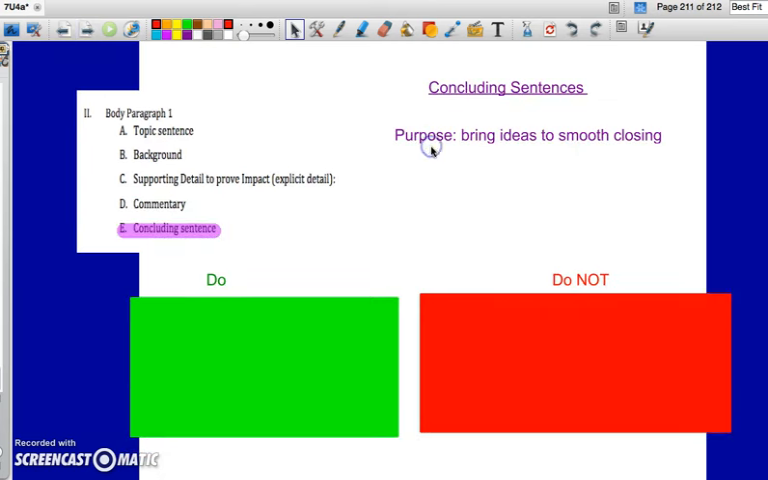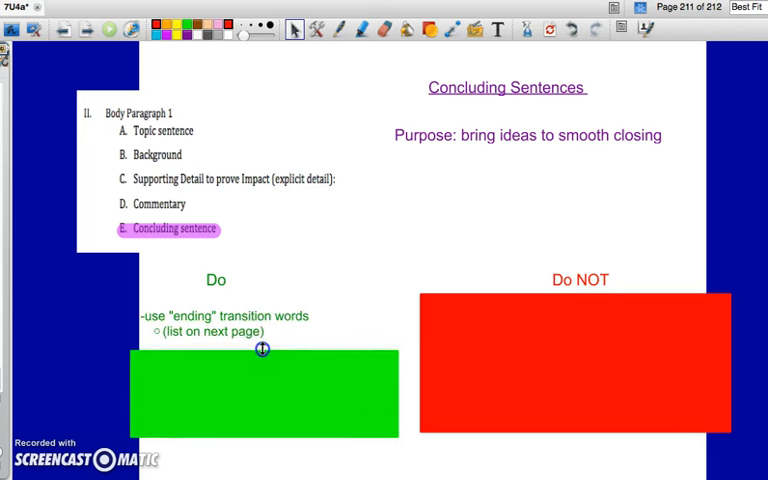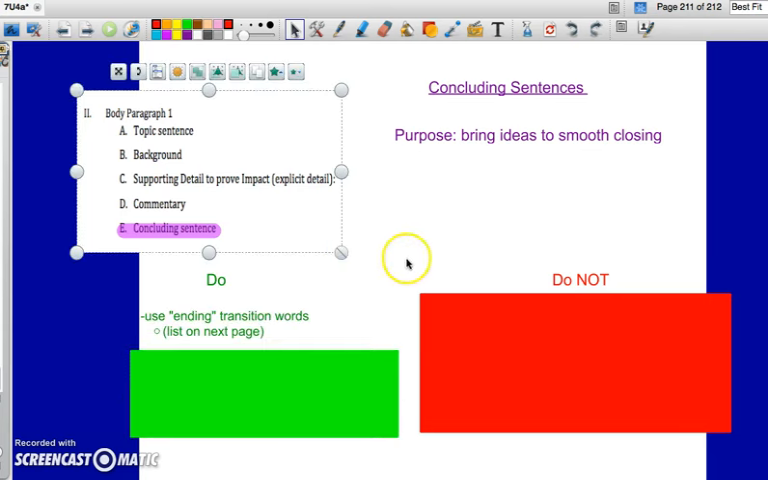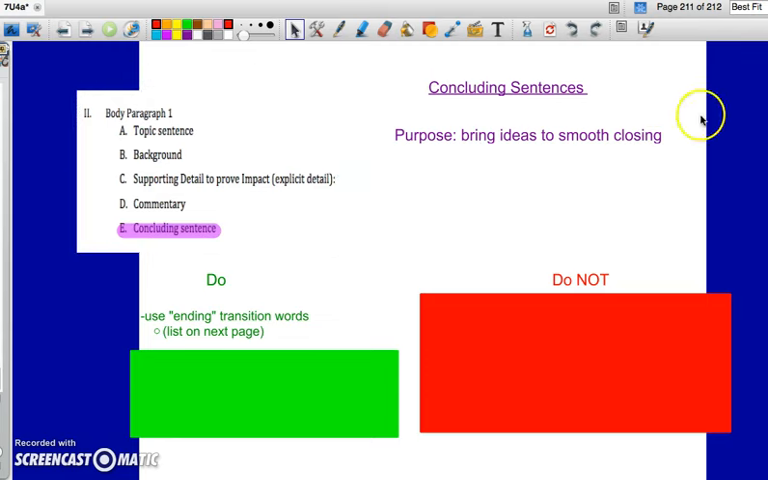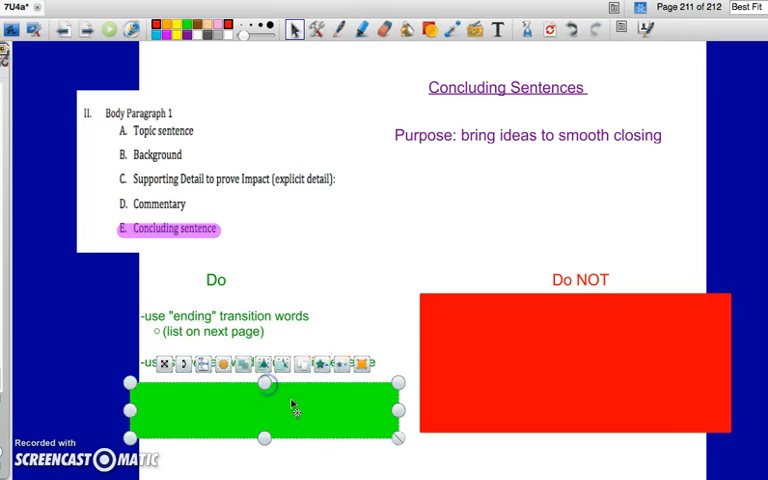sentences. And the purpose of concluding sentences is to bring your ideas to a smooth close. So just some do's and don'ts about this. You can use ending transition words. I've included a list of ending transition words on the following page, and we'll get there in a second. Use those to start off your concluding sentence, to show your reader, like, hey, I'm wrapping it up over here. Do use some of the keywords from your topic sentence.